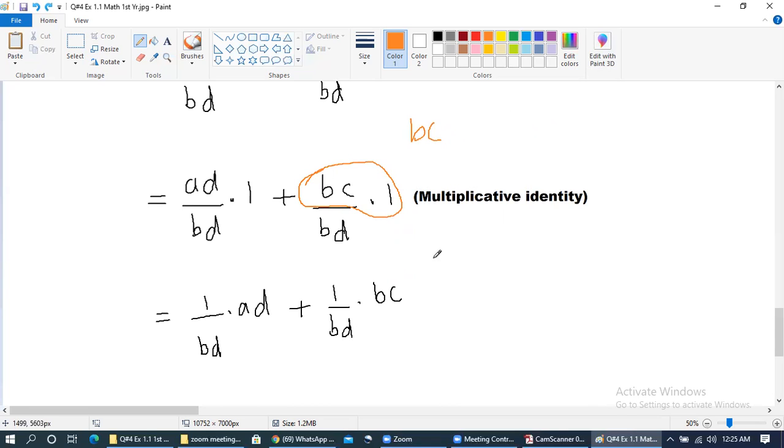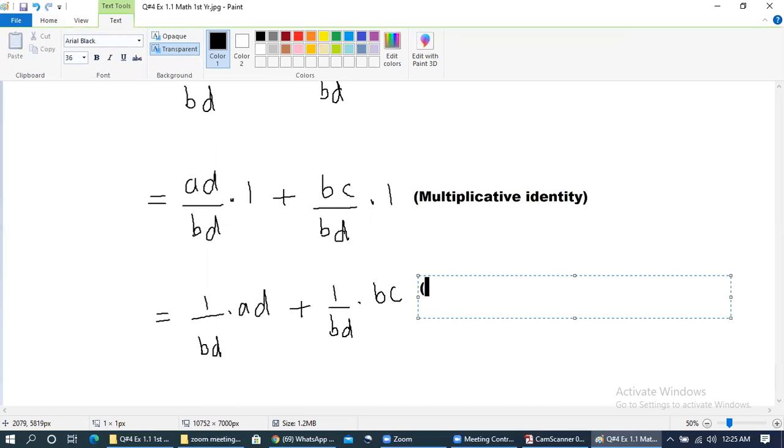Okay. So this is actually the associative property. This is not the commutative property of multiplication, basically, because we have changed the arrangement.